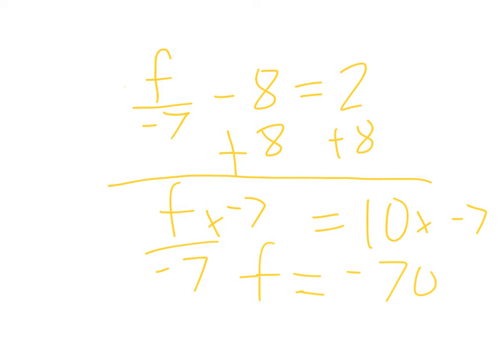And what that means is this. If I take -70 and I divide that by -7, the answer is 10. And if I take 10 and subtract 8, the answer is 2. So that's what we mean when we say that f is equal to -70, and that it's the solution. It's the only number that can go here that will make the equation an equation.